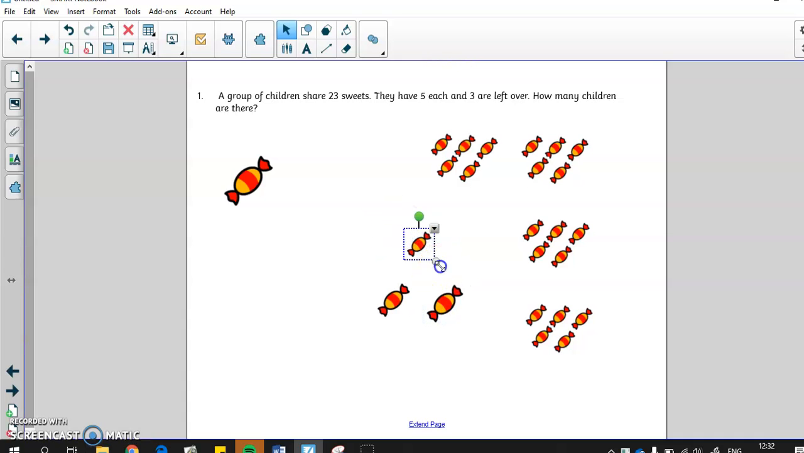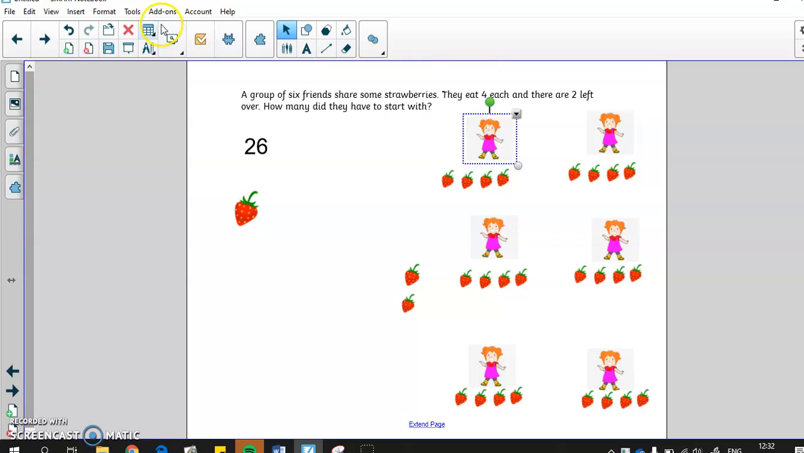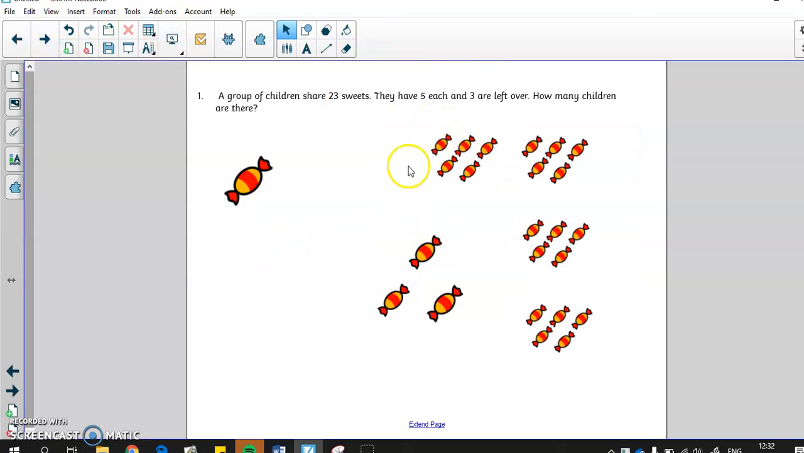Right, let's check if my pictures are accurate now. So some children have 5 each and there are 3 left over. 5, 10, 15, 20, 21, 22, 23. So have a think how many children there must be. These are our left over and these are our groups of 5. So we can see here each one of these would be a child, 1, 2. In fact, let's get the pictures from the last one. Let's borrow one and show. So this person is going to have these sweets. I'm going to pop the people on top.